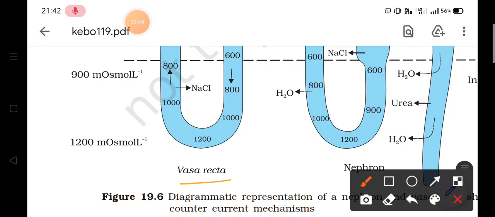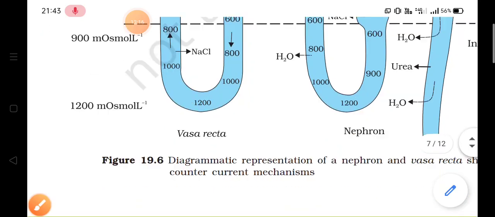In the previous class we studied that about 180 liters of filtrate is produced or filtered by the kidney, but when the urine is passed out, in an average adult it is only 1.5 liters. So you can imagine how much concentration has taken place. So the human kidney produces largely concentrated urine compared with the initial filtrate formed.